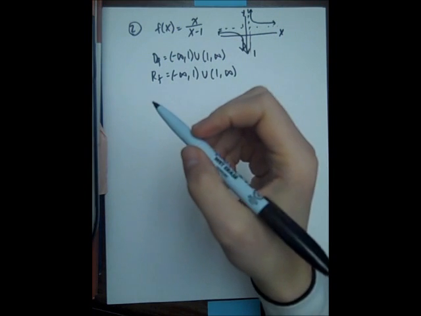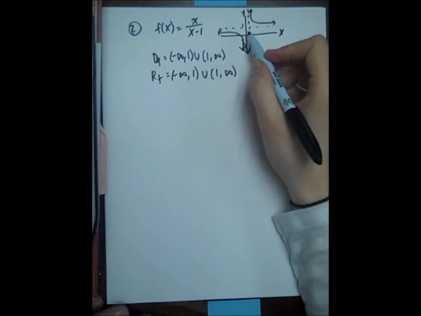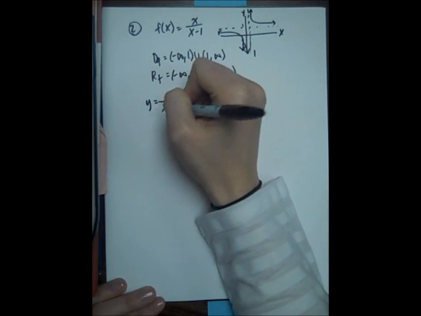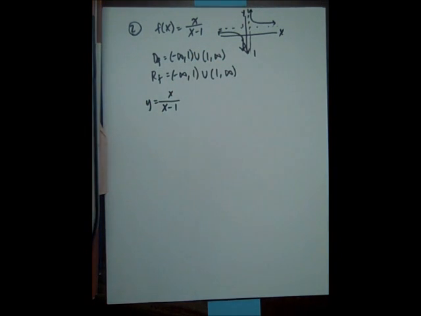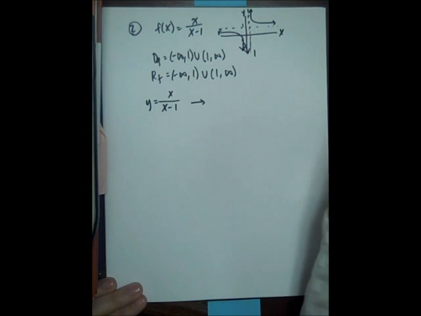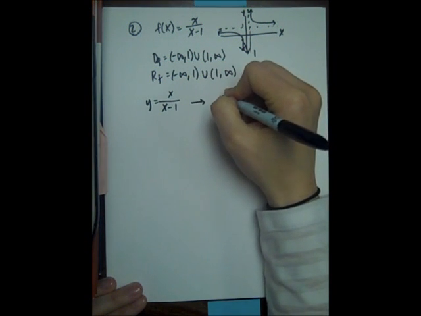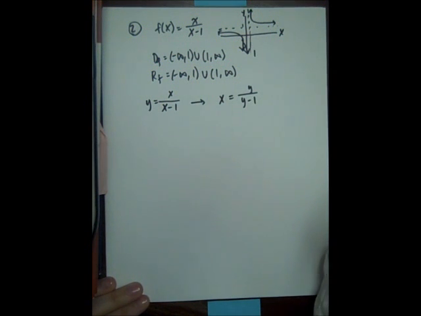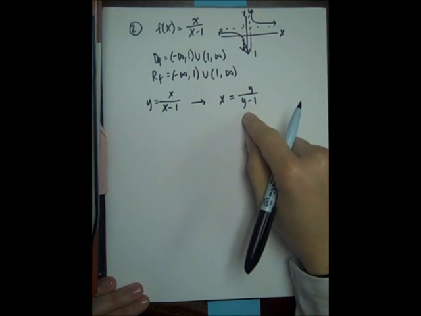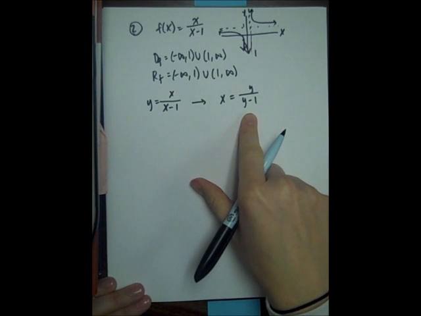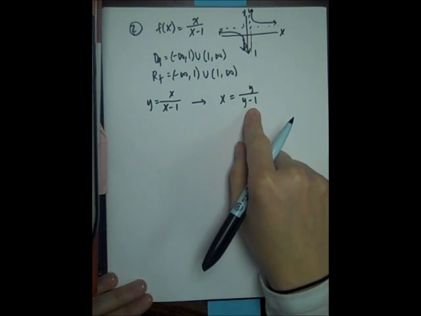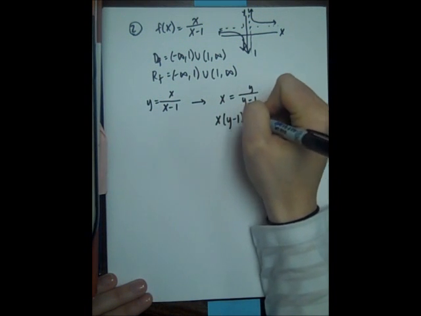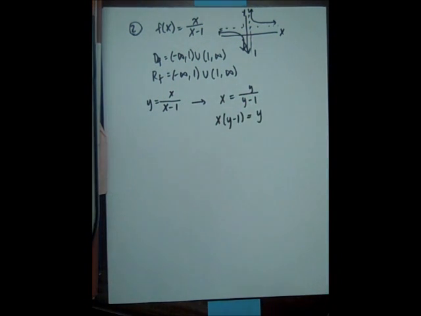Okay, let's go ahead and find the inverse then. So we know it passes the horizontal line test. First step, set y equal to f of x. Next, switch your x and y. So I have x equals y over y minus 1. Now let's solve for y. Well, I have y in the denominator, and that's always going to be a problem, so let's multiply both sides by y minus 1 to get this out of the denominator. So I get x times y minus 1 is equal to y.